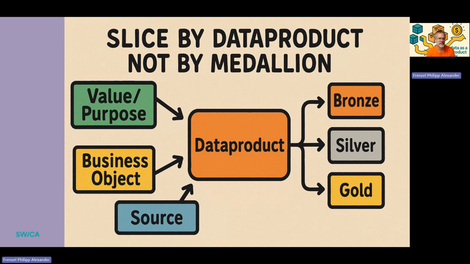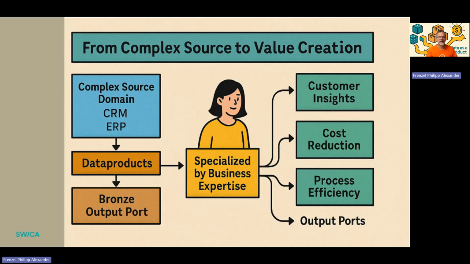With data products, you should slice by the value, the purpose, by business objects, and sometimes even by source. Well, by source, it's just kind of a helping thing, which means you might have really complex sources which are not easy to maintain by your specialized business experts, but you want them to pick the raw data and then, with their insights and expertise, build something more valuable.